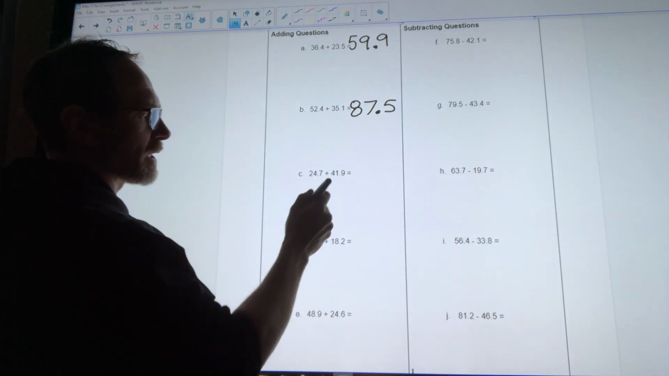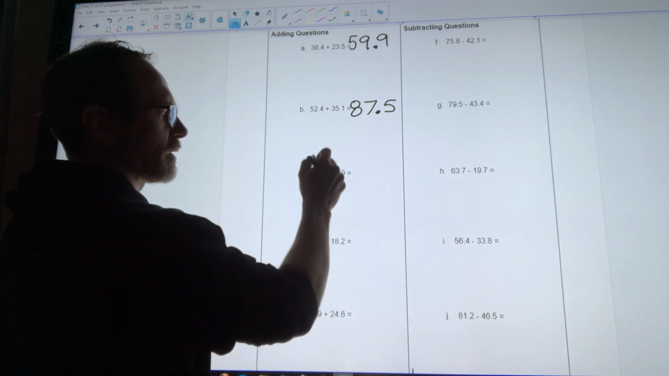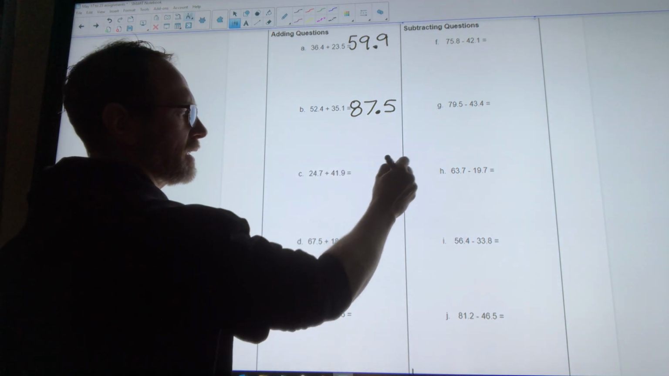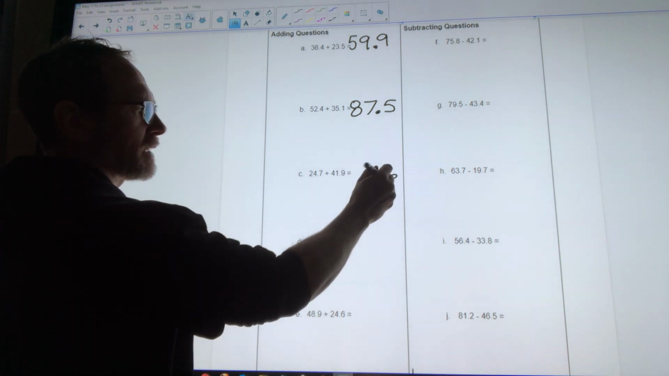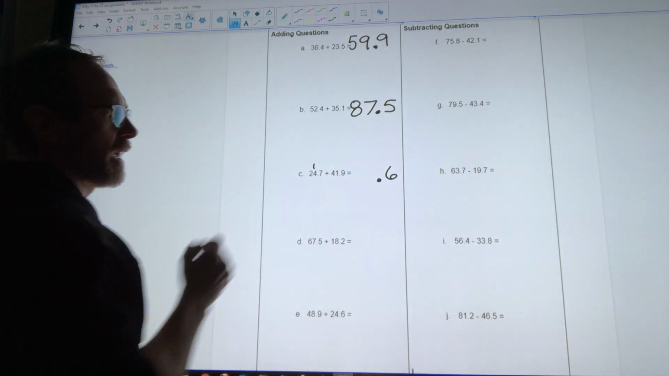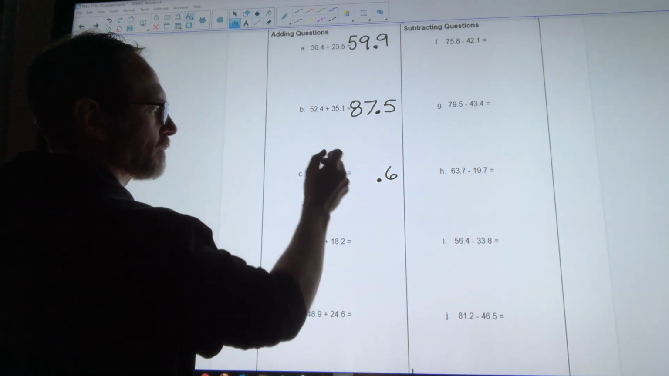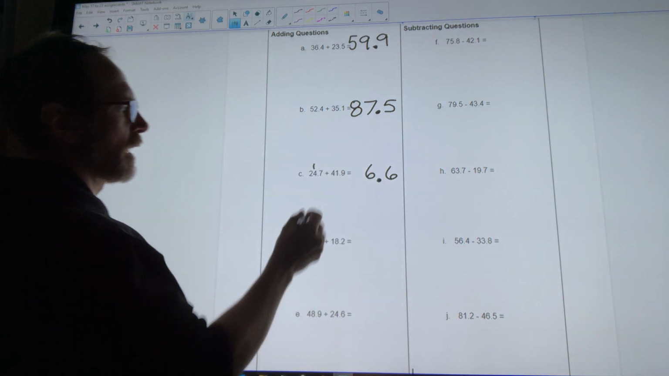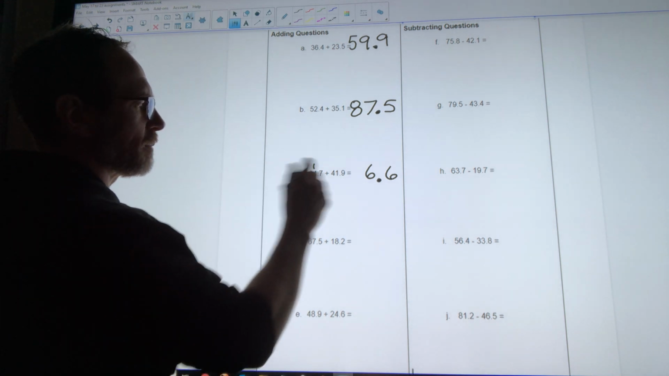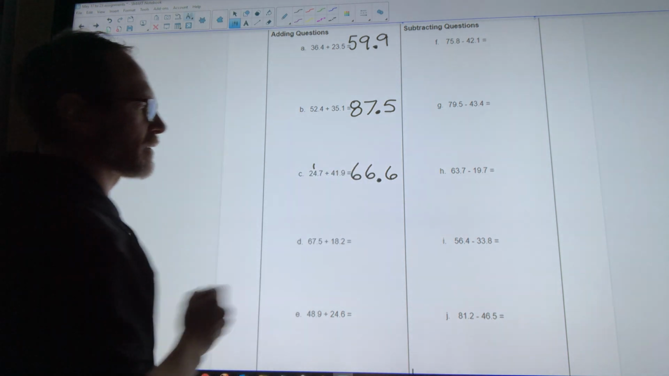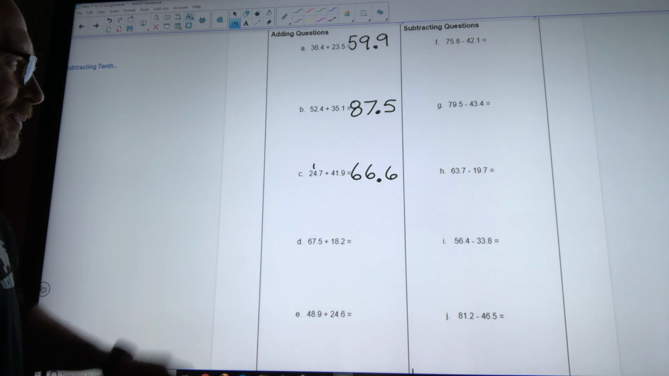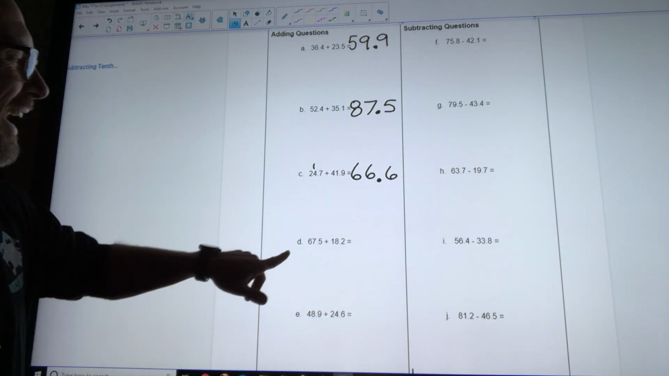For 24.5 plus 41.9, well, 7 plus 9 is 16. So I'm going to put 6 in the tenths place and put a 1 over here in the ones. 1 plus 4 is 5. 5 plus 1 is 6. And then 20 plus 40 is 60. So my answer is 66.6. I don't think I did that on purpose.